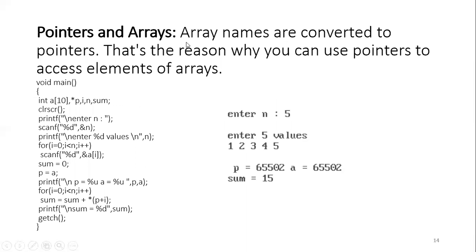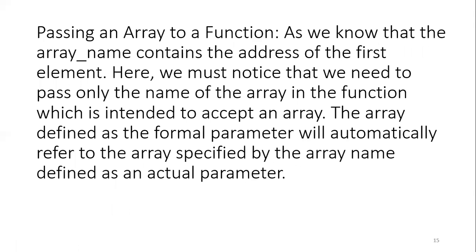Pointers to arrays. As we already know, array names are converted to pointers. That means if we give the name of the array, that is converted to the starting address of the array. That is the reason why you can use pointers to access the elements of the array. For example, here I am considering an array of 10 integer elements. P is a pointer, I is a normal integer variable, n and sum are also normal integer variables.